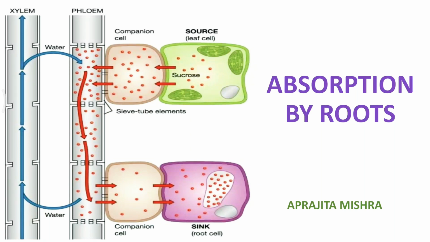The mineral elements present in the soil are also absorbed by the roots. They are transported upward through the xylem along with water. In rooted plants, the transport of inorganic nutrients is multidirectional, and even the translocation of organic solutes occurs.